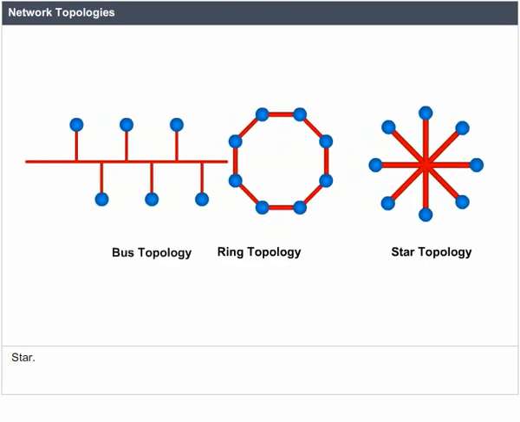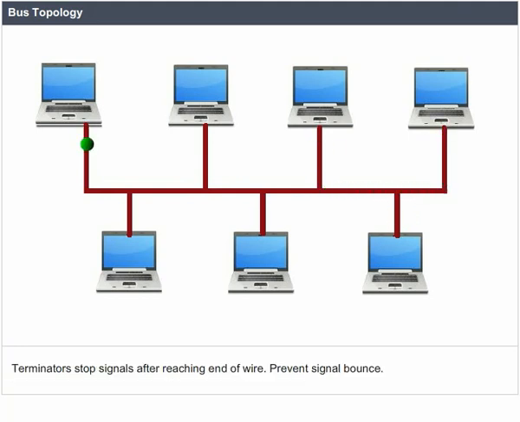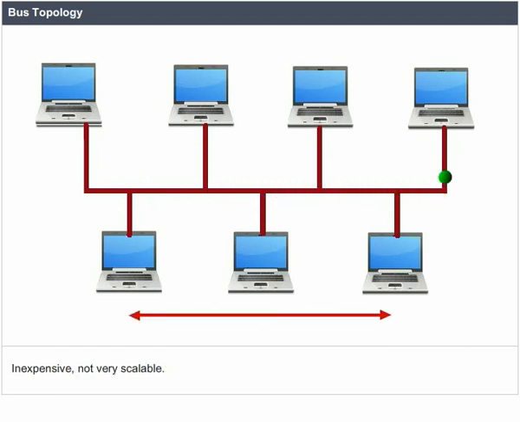Bus topology. Single cable connects all network nodes without intervening connectivity devices. Devices share responsibility for getting data from one point to another. Terminators stop signals after reaching end of wire, which prevents signal bounce. It is inexpensive and not very scalable. Difficult to troubleshoot, not fault tolerant.